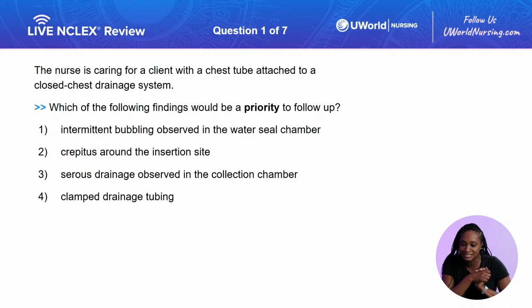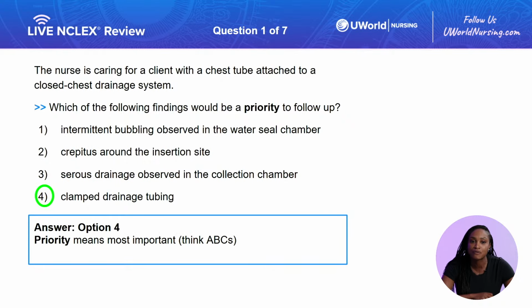Good job, guys. It's pretty unanimous. I do see a couple of 2s, but for the most part, everyone is clicking on option number 4, clamped drainage tubing. So let's go back to the question. Which of the following findings would be a priority to follow up? This is a negatively worded question, meaning that we're looking for something that is wrong that we need to follow up on because it's going to potentially cause harm to the client. So option 4, clamped drainage tubing, could potentially cause harm to the client.